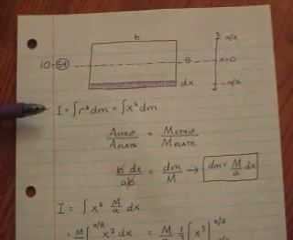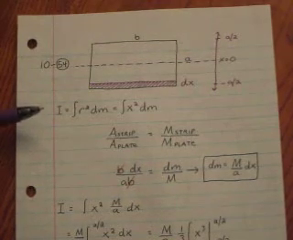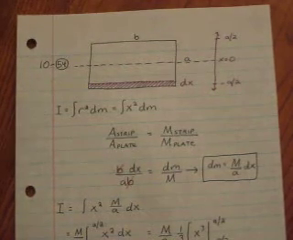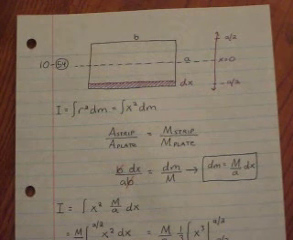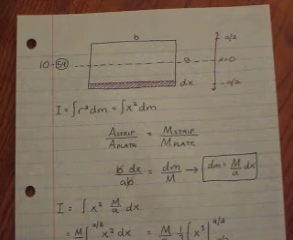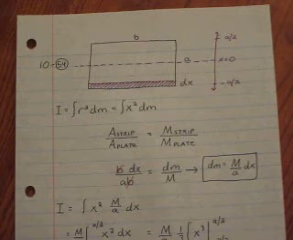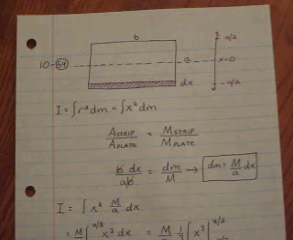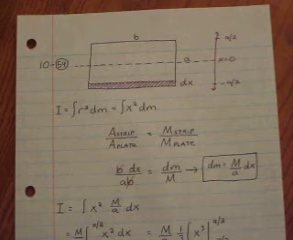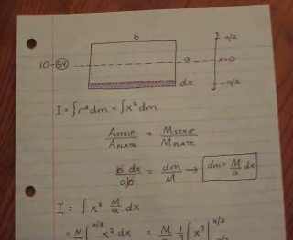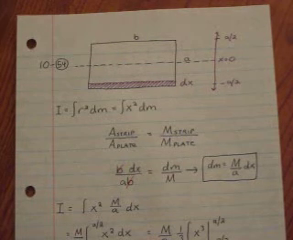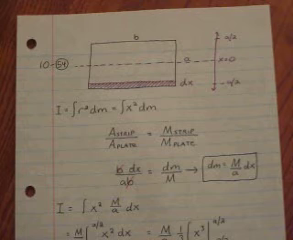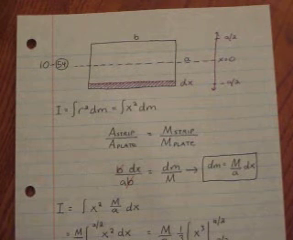Moment of inertia is the integral of r squared dm. Now, since we're doing the x-axis, we can just say it's the integral of x squared dm. We want to replace dm with something related to dx. So we're going to consider that the area of a strip as a proportion to the area of the entire plate is equal to the mass of a strip divided by the mass of the plate.